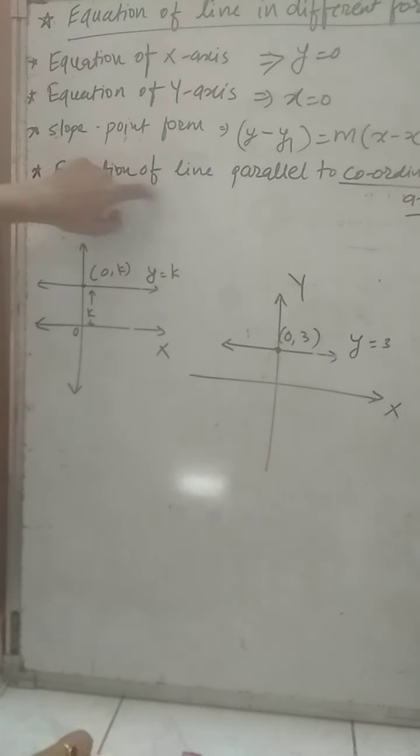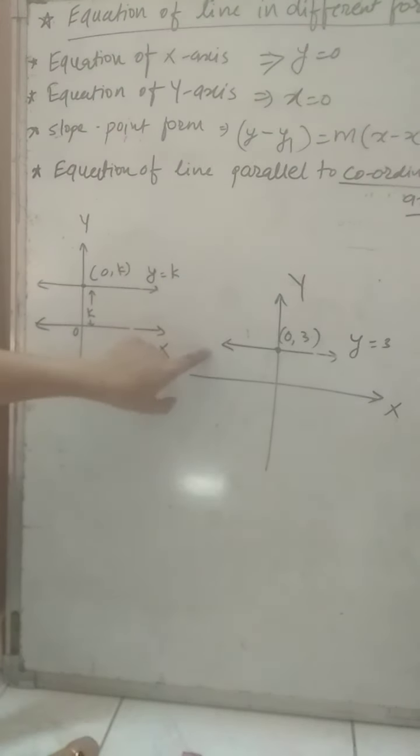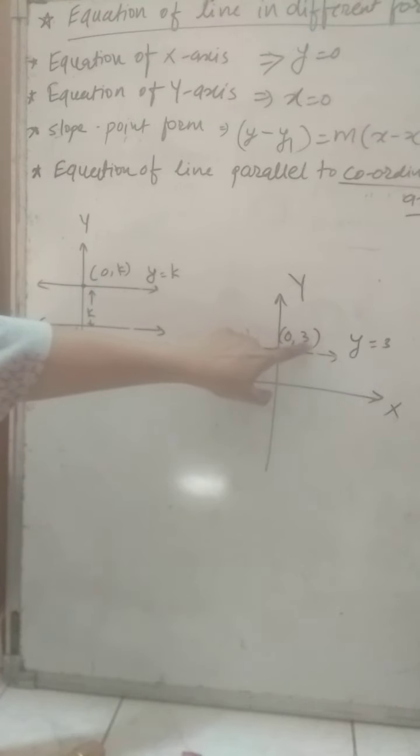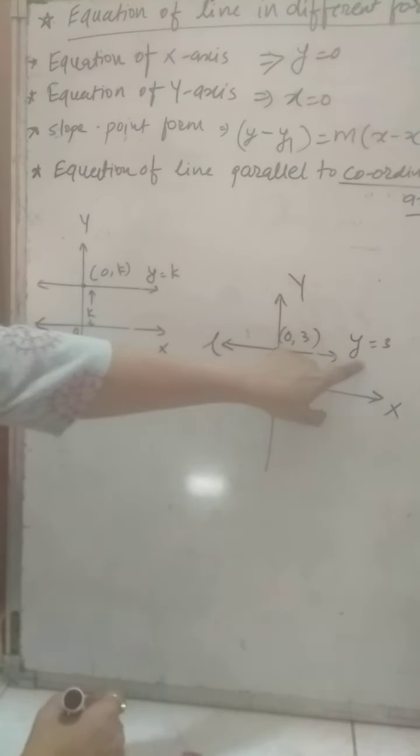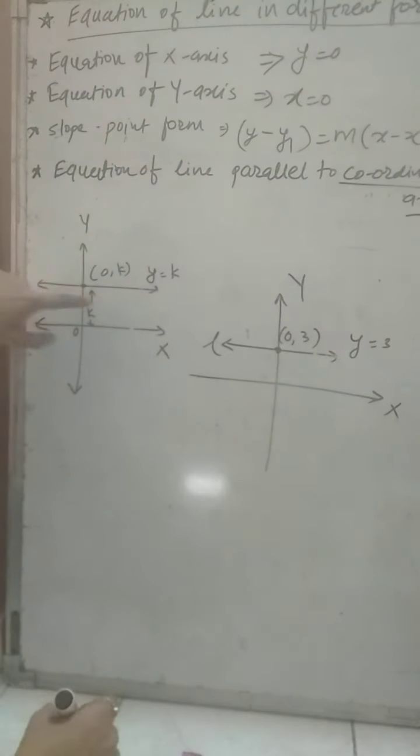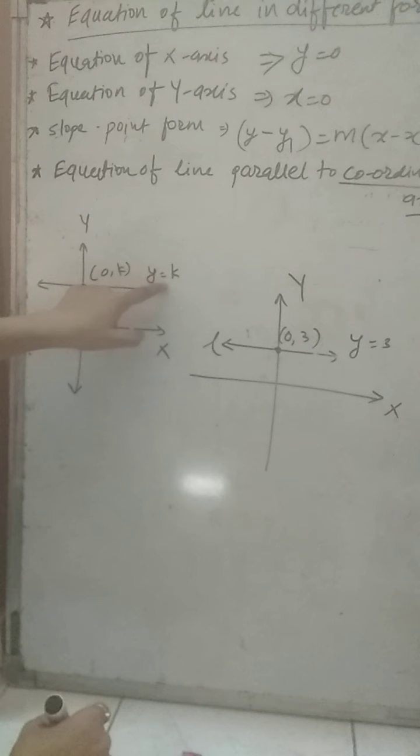Equation of line parallel to coordinate axis. Coordinate axis means x-axis and y-axis. If we consider any line parallel to the x-axis, here I have drawn a figure. If we consider the point (0, 3) on the y-axis, what is the equation of this line which is parallel to the x-axis? In this way we have to remember y equal to k, where k is the distance of that line from the origin. That is the equation of a line parallel to the x-axis.